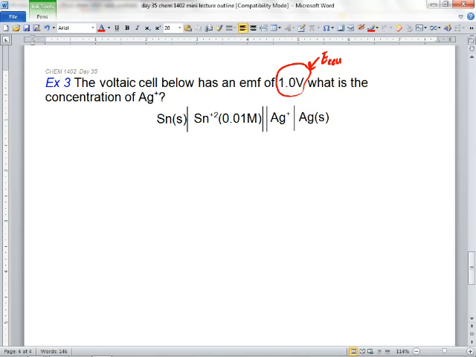So we needed to go through all the work that we just did previously. We've got to find out what n is. We've got to find out what the overall cell reaction is so we can write our Q expression. We have to find all that stuff. We have to find E0 cell. It's that Nernst equation.